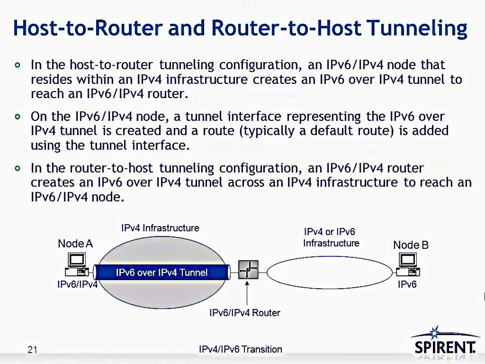Host to router tunneling. In this example, let's say node A wants to send an IPv6 packet but is only directly connected to an IPv4 infrastructure. So host A is actually an endpoint for the tunnel.